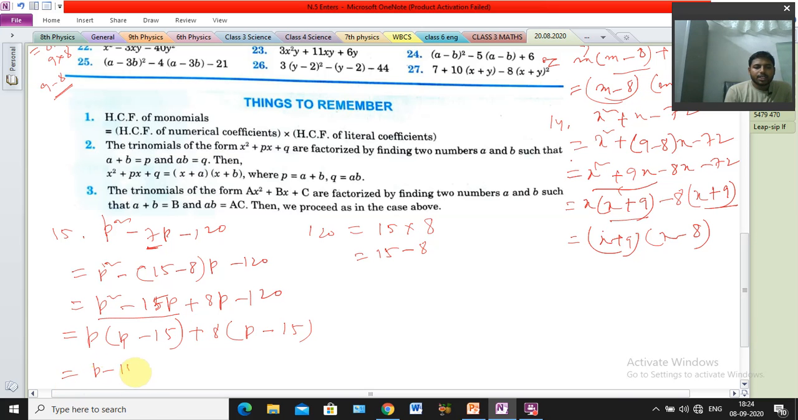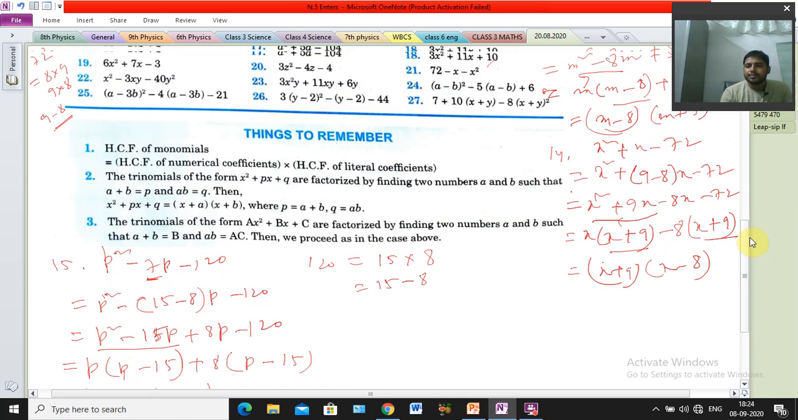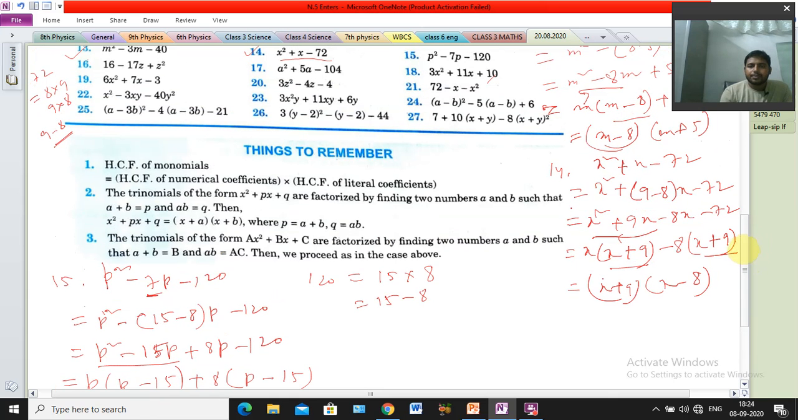So that means p minus 15, p minus 15, and another one will come, what, sir? P plus 8, p plus 8. Understood? So this is the answer. Clear? Okay, next question number 16.